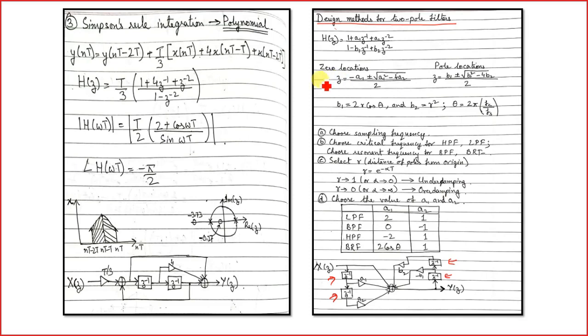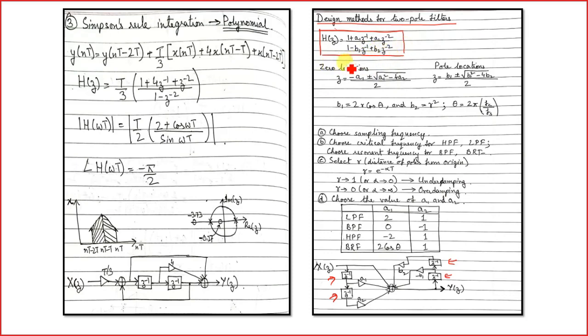It is achieved using this generalized equation. In this equation, you have H(z), which is equal to (1 + a1 z^-1 + a2 z^-2) divided by (1 - b1 z^-1 - b2 z^-2).